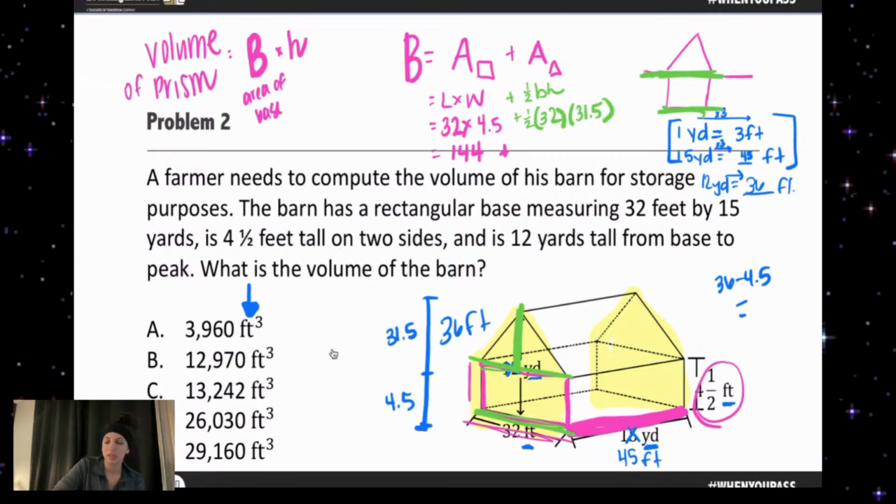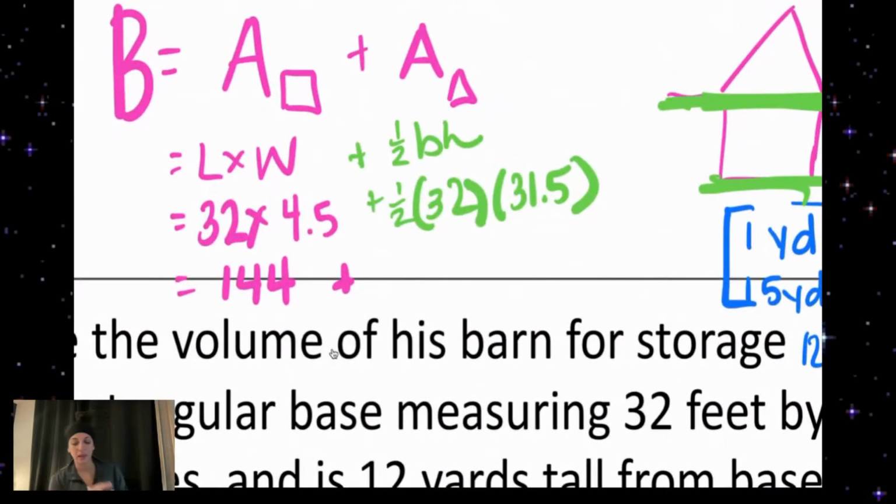Now, is this barn realistic? Probably not. I made it up in my head. So it's probably not a realistic barn, and that's okay. So now I'm going to multiply 32 times 31.5 times 1/2, or divided by 2, is 504.